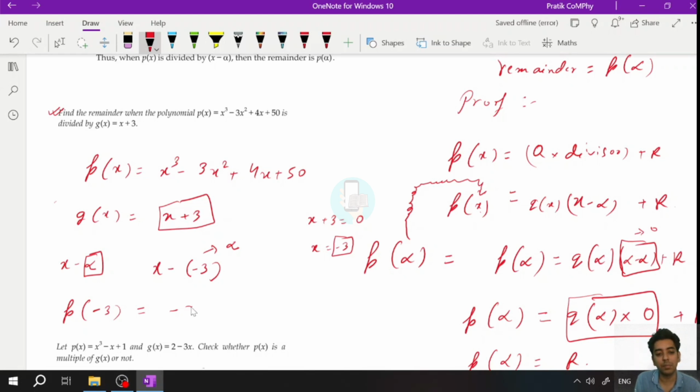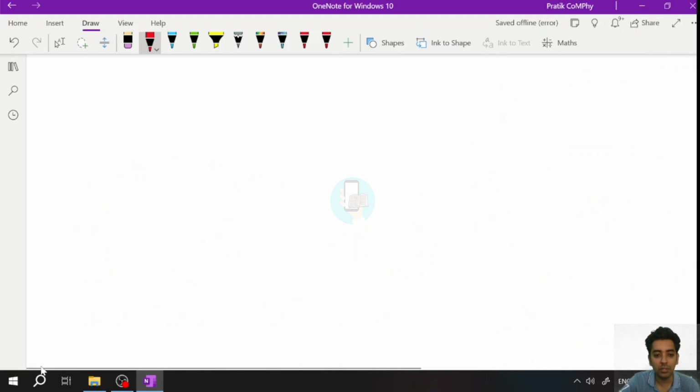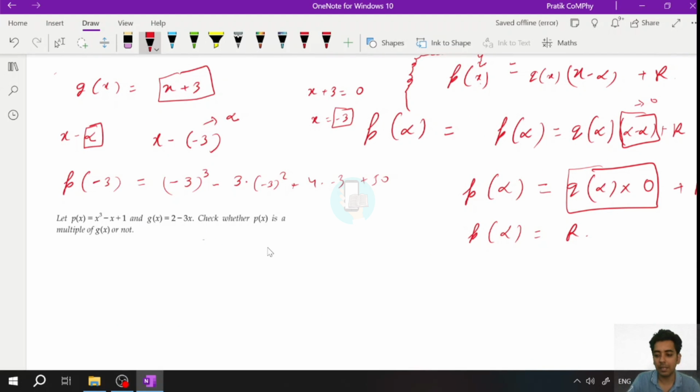So simply solving it, -3 cube minus 3 times -3 square plus 4 times -3 plus 50, right? So on solving you would be getting the answer to the same. I am just solving it here because it has become a little clumsy.